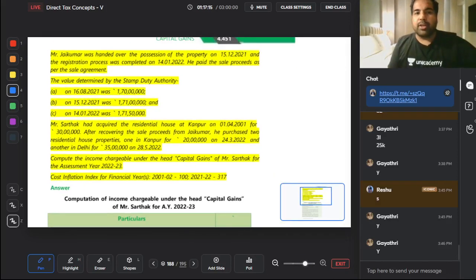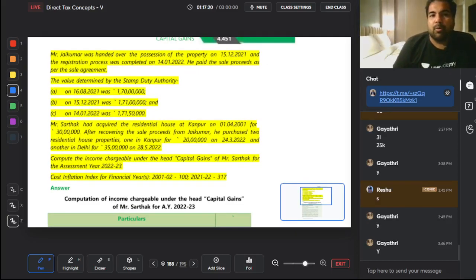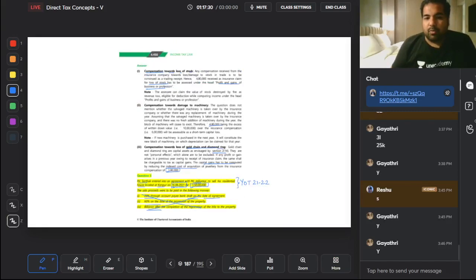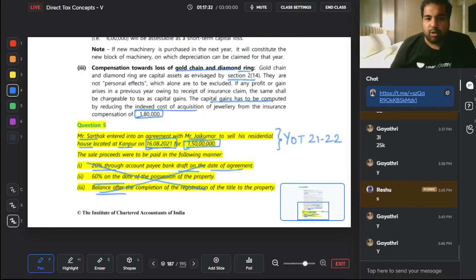Mr. Jaykumar was handed over the possession of the property on 15 December and the registration process was completed on 14 Jan. He paid the sale proceeds as per the sale agreement. So guys, is there an asset which is being sold? Yes. What is the asset? It is a normal asset, a residential house.